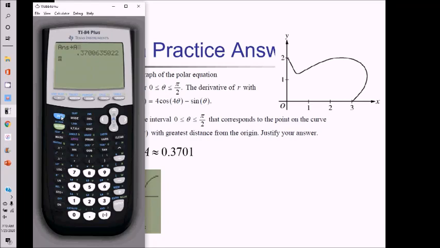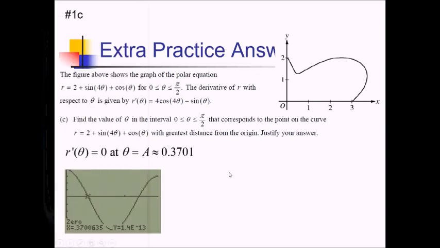Now let me do second trace again, go back to my graph, option 2 for zeros again. And let me arrow over to that other x-intercept. My spider moves very slowly, but that's okay. We're not judging. Move a little bit further, press enter again, enter one more time. And this is about 1.2377. And I'll call that B because I'm lacking creativity at this part in the problem.